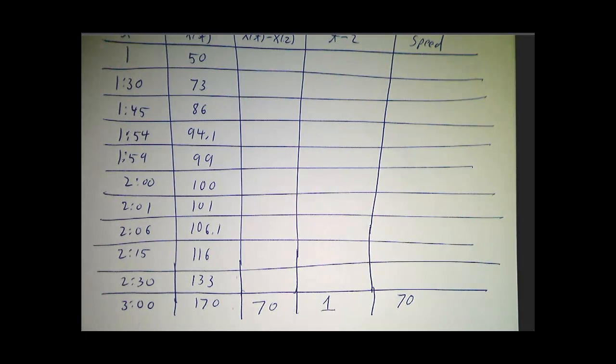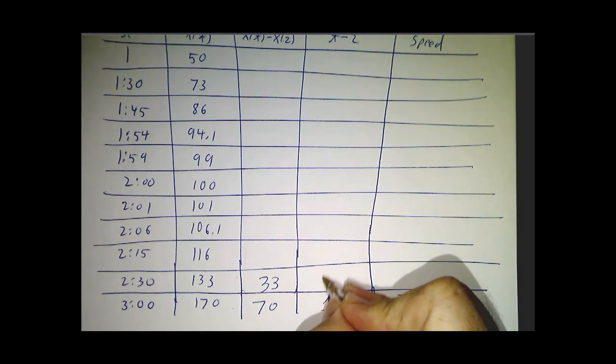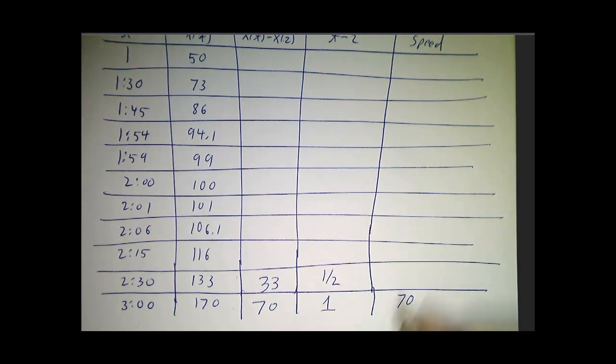That's your average speed between 2 o'clock and 3 o'clock. If you want a better estimate, you'd say, let's only average over the half hour between 2 and 2:30. Between 2 and 2:30, you went 33 miles. It took you half an hour to get there. That's 66 miles an hour.